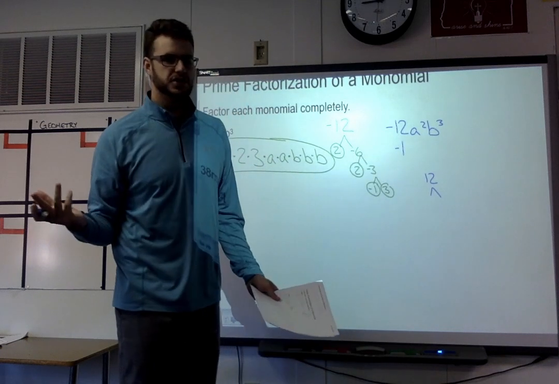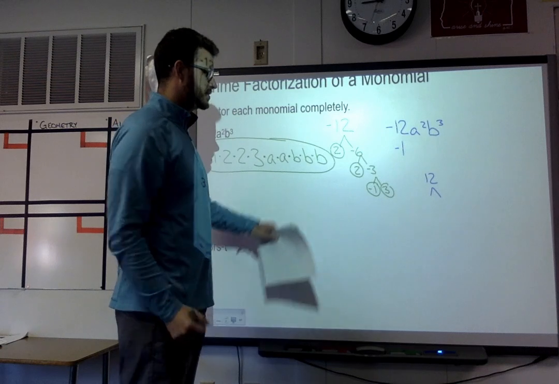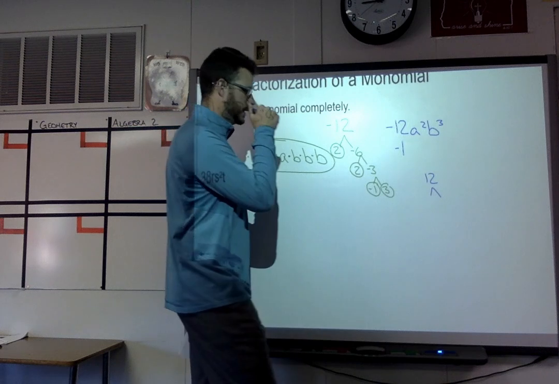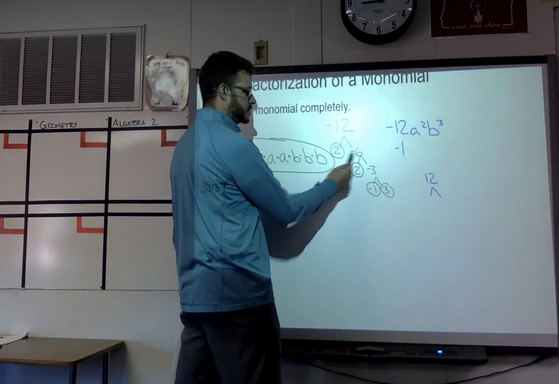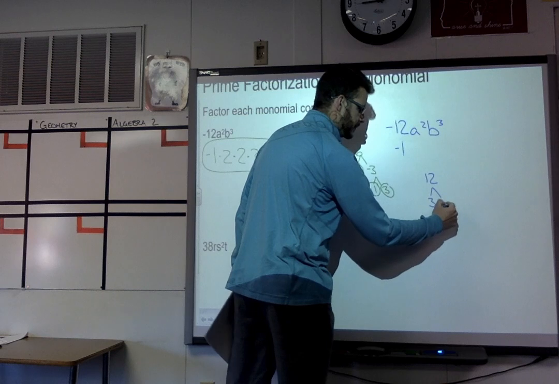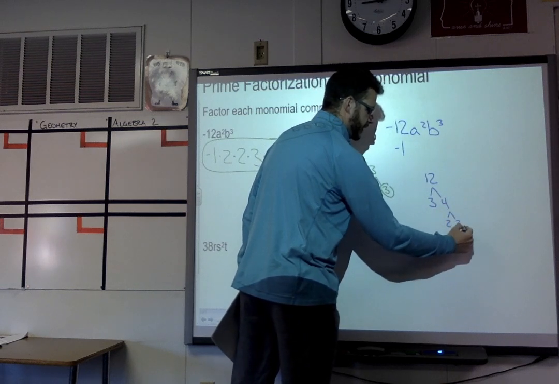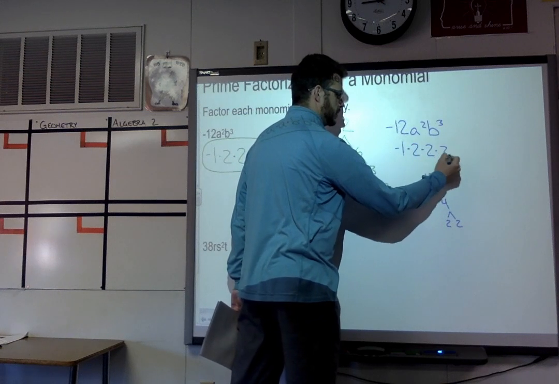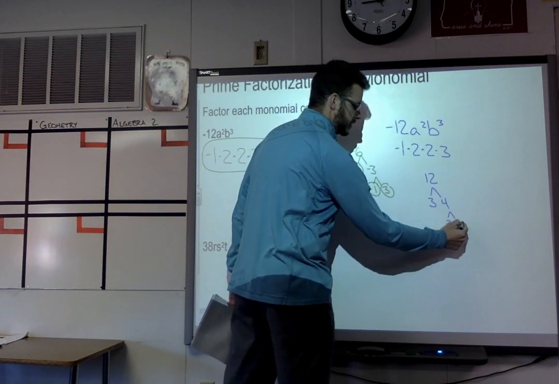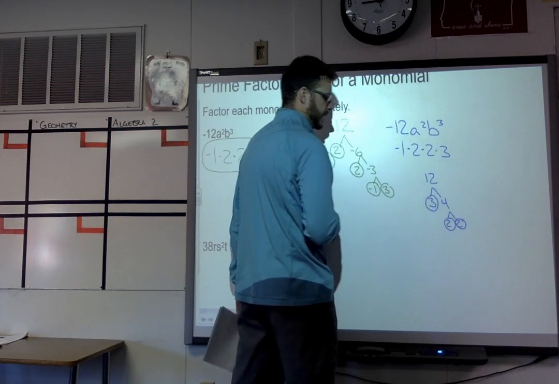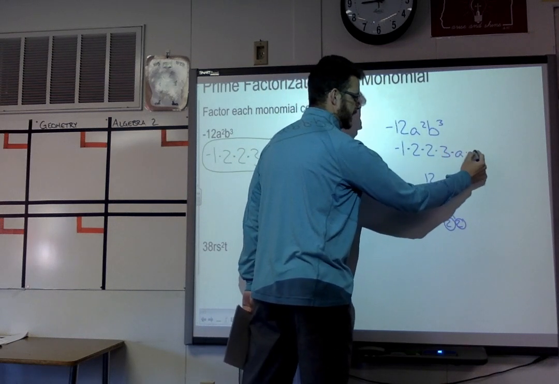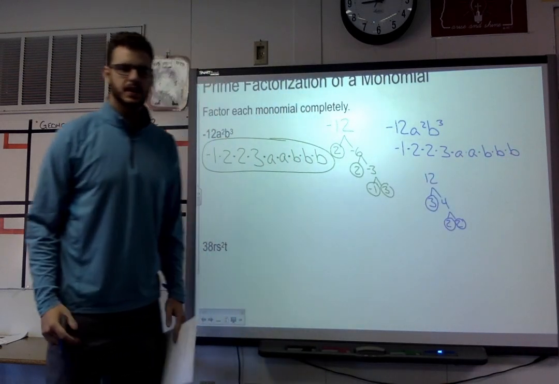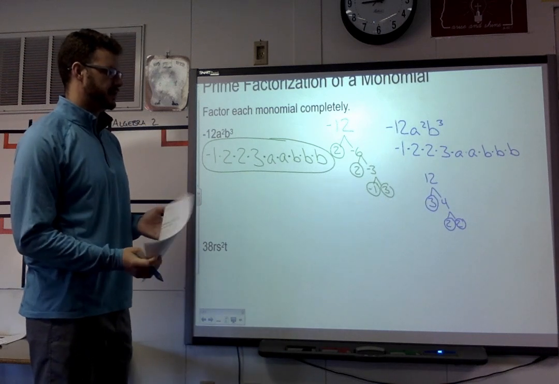And then again, just like we've talked about a lot in math, most of the time when you're doing math problems, there is more than one way that you can break things down. So up here we did 12 as 2 times 6. We could also go 3 times 4, and then 4 breaks down to 2 times 2. And then we still end up with our negative 1 we started with, then 2, 2, and 3, and then the same a times b times b times b. So we end up with that same factored form.